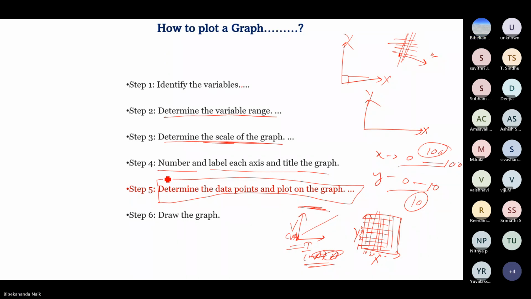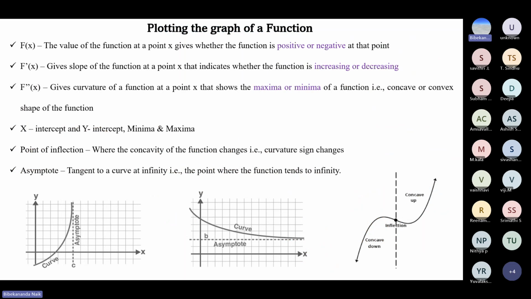And then after that, in step 6, after you assign the data points, suppose these are the graph, you assign the data points here, here, here, here, and here, then you will plot the graph like so. You will draw the graph. So this graph is done. But when you are plotting the graphs of a function, then how to plot the graph of a function?